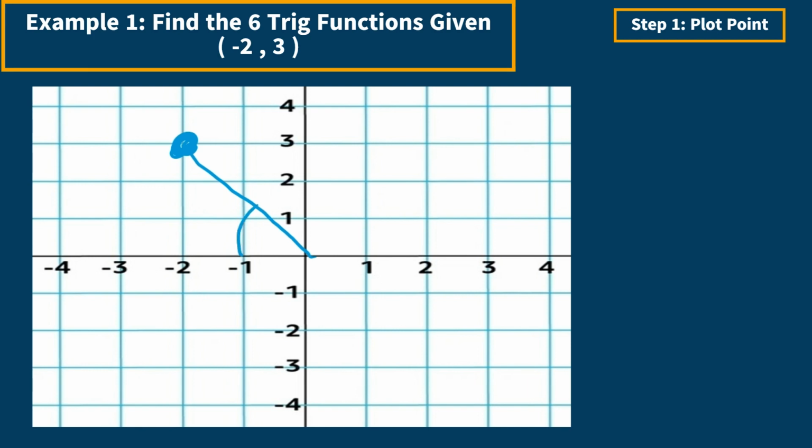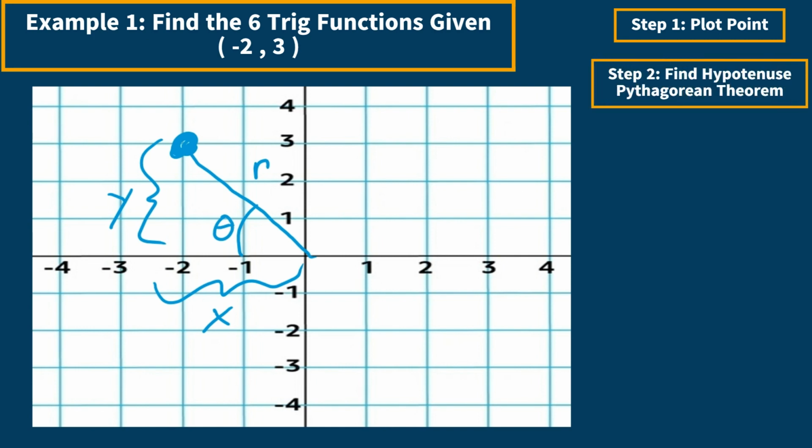This angle here is going to be theta. This value here is our y value. This value here is our x value. And then our hypotenuse, which is unknown, is going to be r. What we want to do is find our hypotenuse. And we know we can use the Pythagorean theorem to do this.